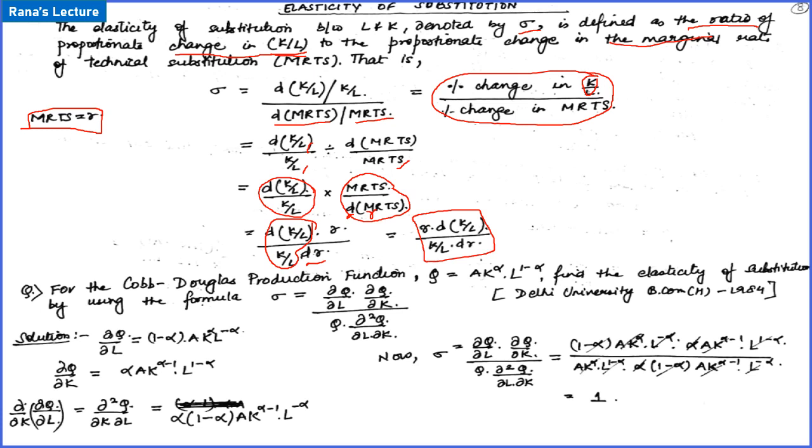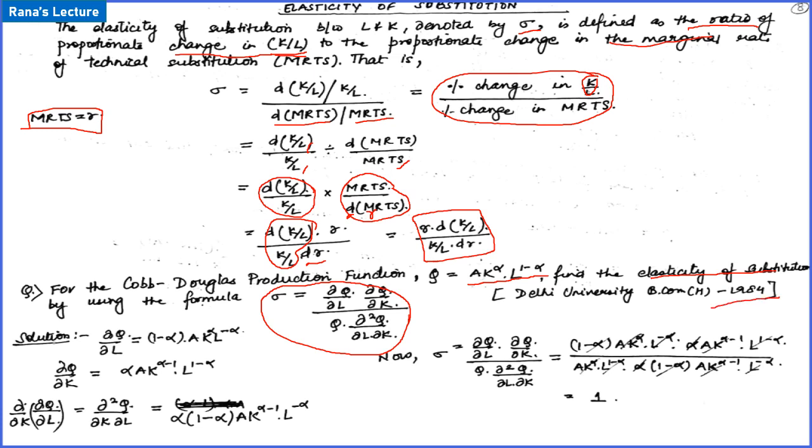Now the question is, for the Cobb-Douglas production function, which is Q is equal to A K to the power alpha into L to the power 1 minus alpha, you have to find the elasticity of substitution by using this formula. This question has come in Delhi University BCom Honors 1984.